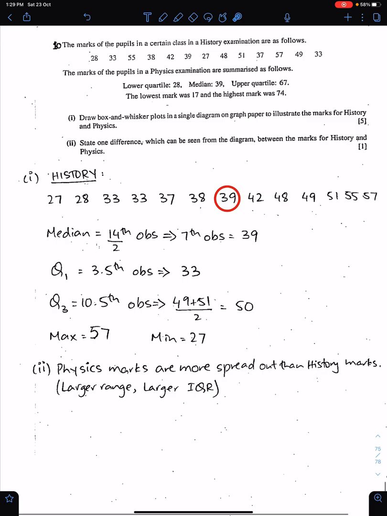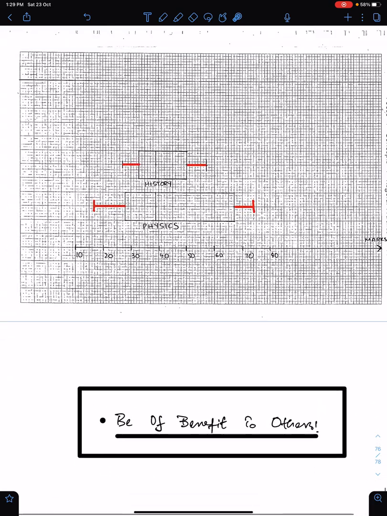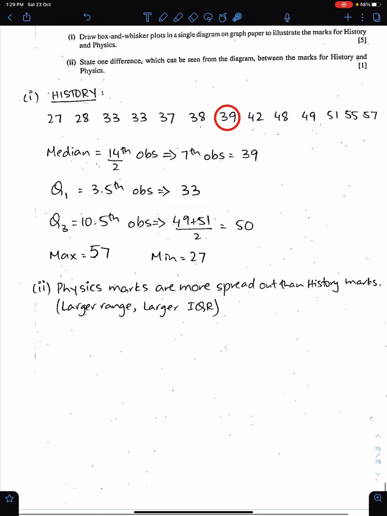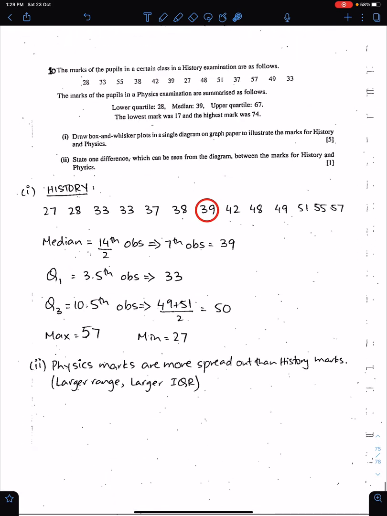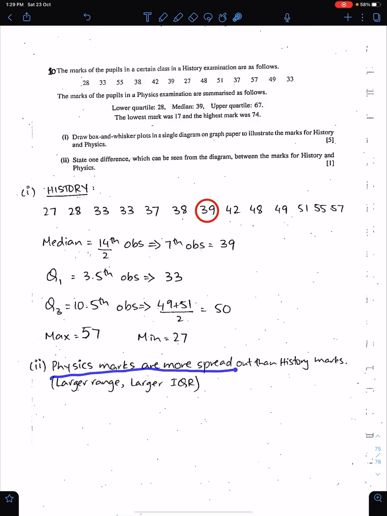The question is, state one difference which can be seen from the diagram. So we have to observe the range. There is more spread in physics marks than in history marks because of the greater range of physics marks than history marks, or greater IQR you can say of physics. So physics marks are more spread out than history marks.